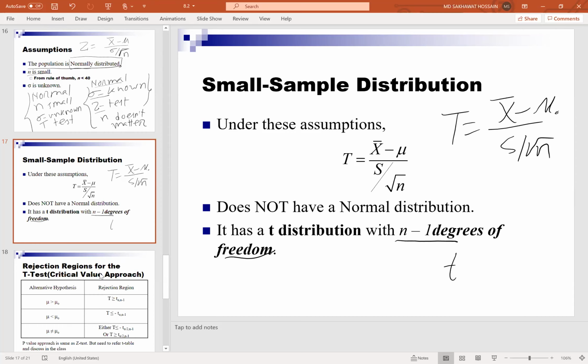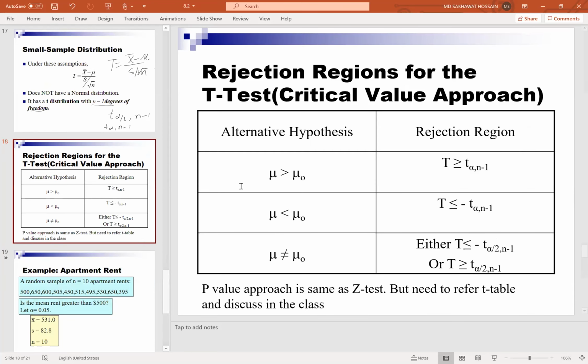So the critical value for a two-tail test will be t alpha over 2, n minus 1. And for one tail, it will be t alpha, n minus 1 or negative t alpha, n minus 1. You can see here the rejection region for a one-sided test is alpha. If it is an upper tail, then t greater than or equal to t alpha, n minus 1, and we will reject the null. If it is a lower tail, then if the test statistic is less than or equal to negative t alpha, n minus 1, then we will reject the null hypothesis.